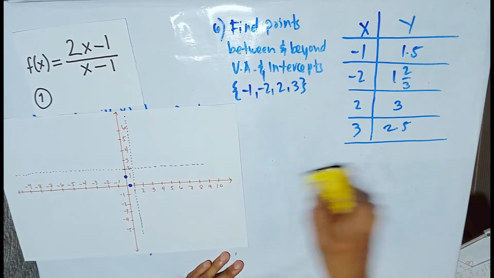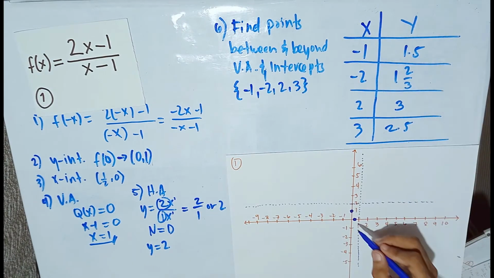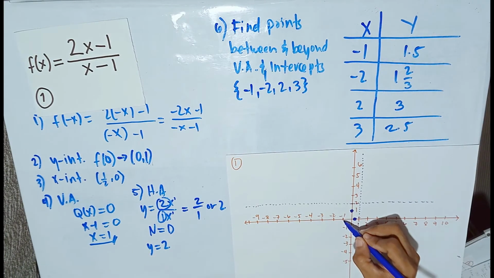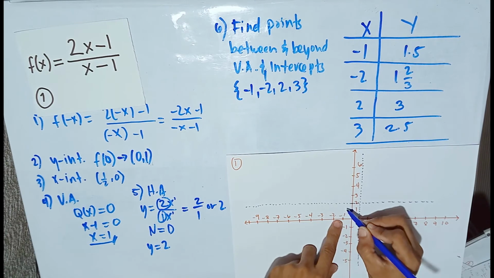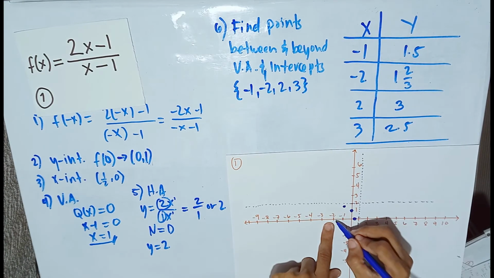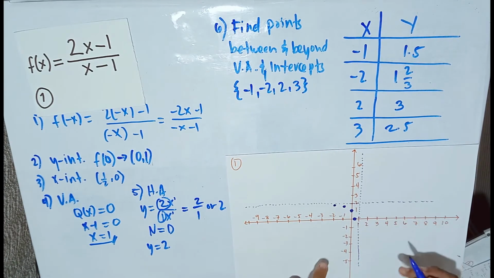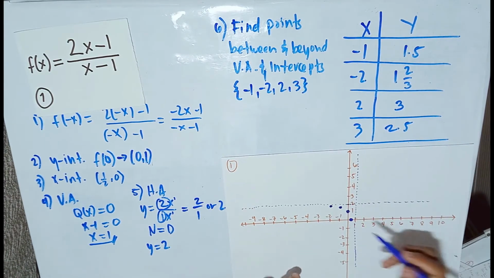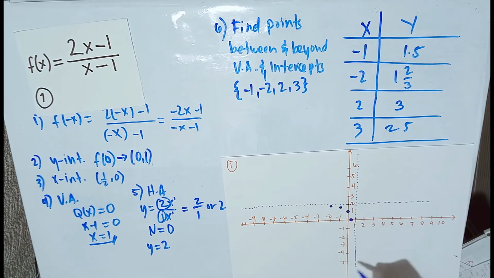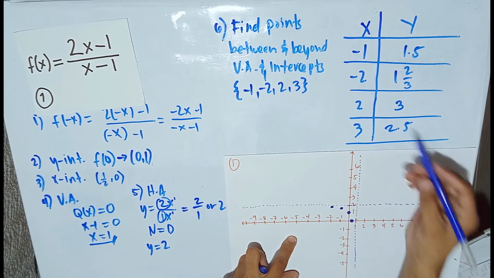So erase na natin to. Tingnan natin kung ano yung magiging itsura ng graph. Na po, we have negative 1 and 1.5. So we have x, negative 1 and then 1.5. So we have here. And then we have negative 2 and 1 and 2 thirds. So dito natin siya matatagpuan. Ano po? So meron na tayong nakita na trace or meron na tayong trend na makikita ng curve. So next dito naman tayo sa other side, we have 2 and 3.